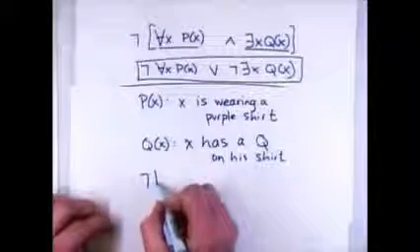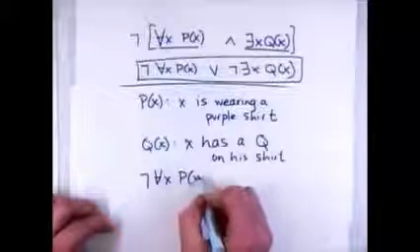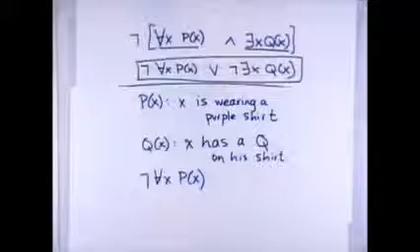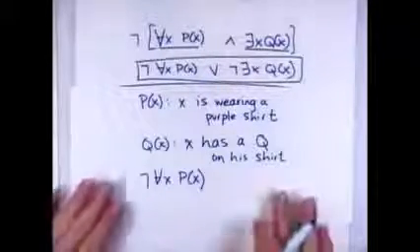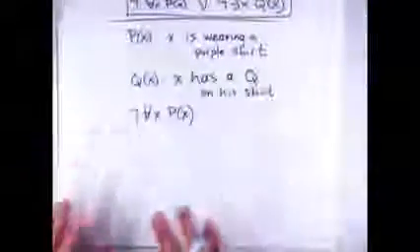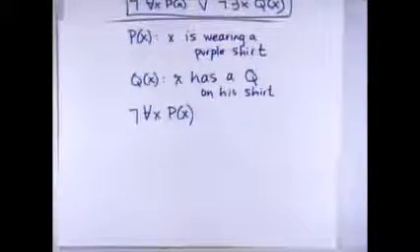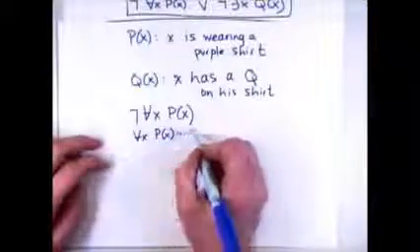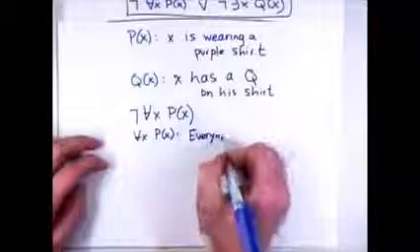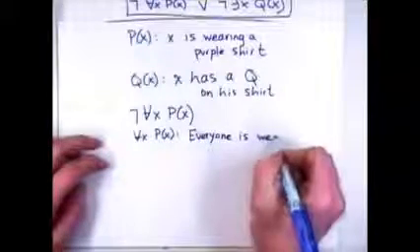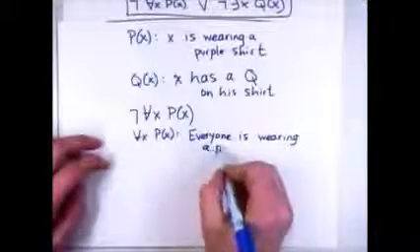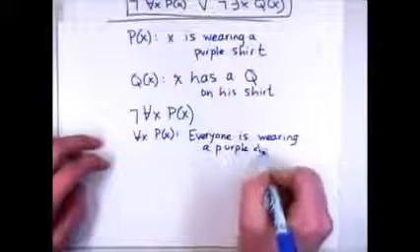Now, what does not for all x P of X mean in English? The way to figure it out is to write for all x P of X in English and then negate it. So for all x P of X means that everyone in this room is wearing a purple shirt. So we're just going to do for all x P of X, everyone is wearing a purple shirt.